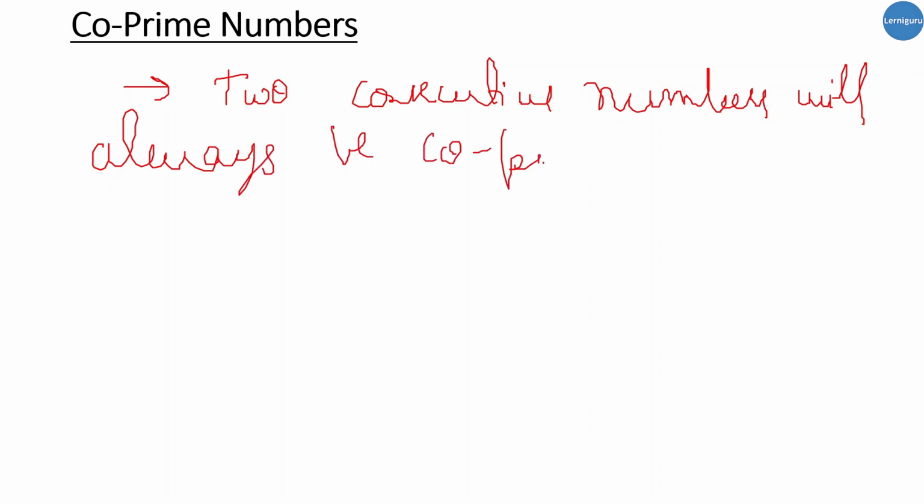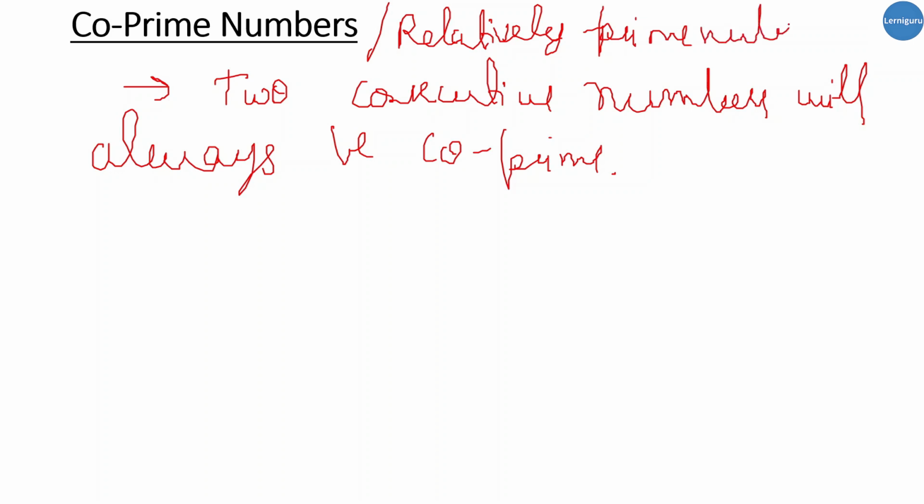Always be co-prime. Co-prime numbers are also called relatively prime, or relative prime, or relatively prime numbers. So this was about the co-prime numbers.